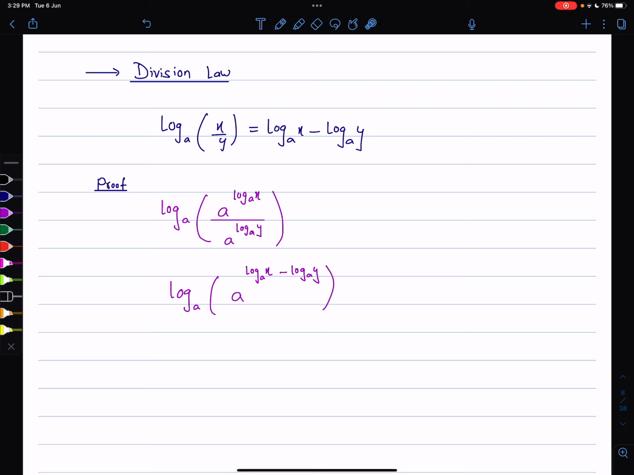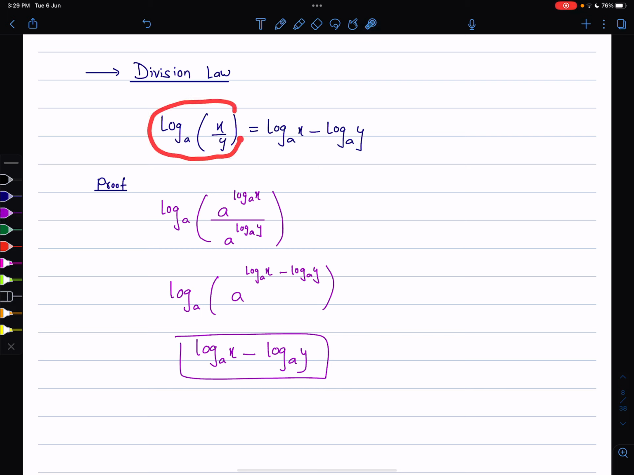Now this has been expressed as a single log, log to the base a of a to this power, which means the answer is going to be this power, which is log to the base a of x minus log to the base a of y. This tells us that log to the base a of x upon y can be expressed as the difference of the logs of these numbers: log to the base a of x minus log to the base a of y.